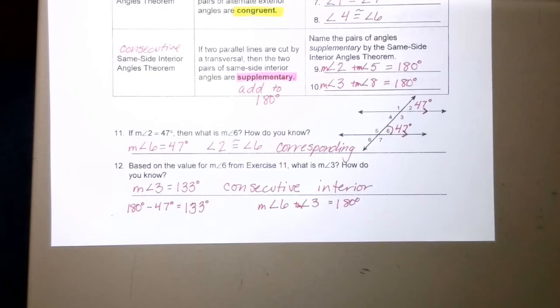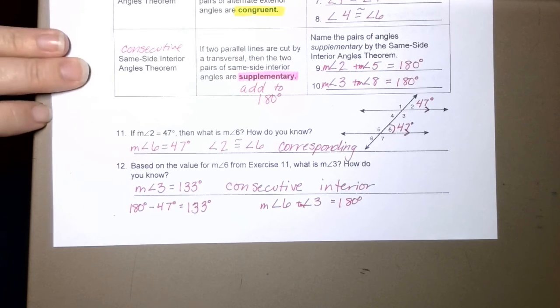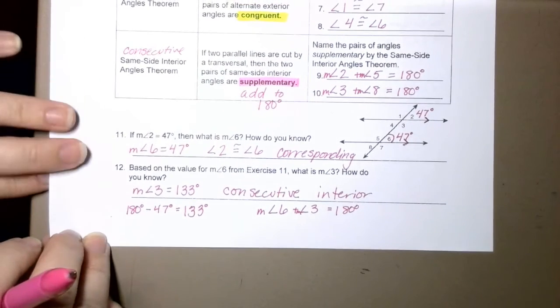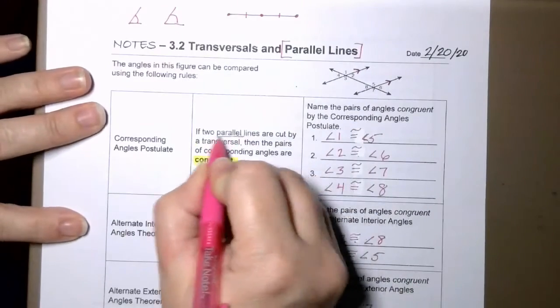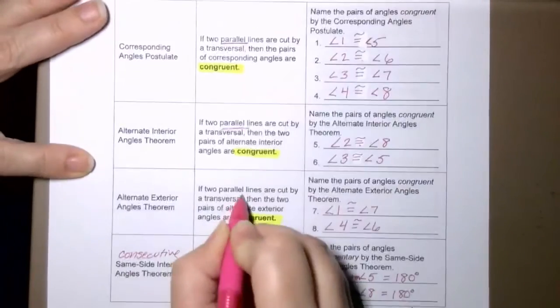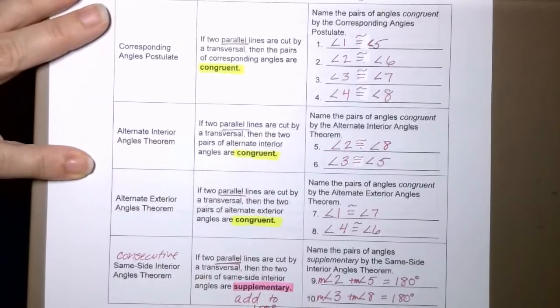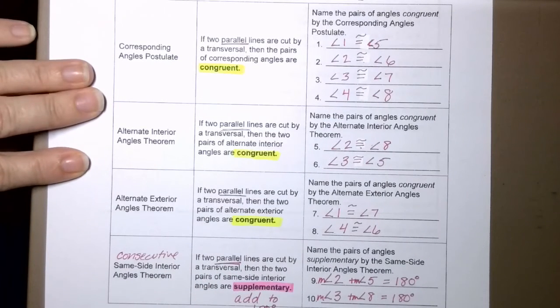So the difference today is we're throwing numbers in now, because now we have situations where we have congruent angles and we have supplementary angles. Yesterday we did not have that because the lines weren't parallel. All of this stuff only applies when we have parallel lines being cut by a transversal. Capiche? All right, so let's go to the back.